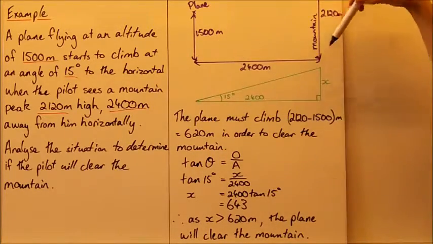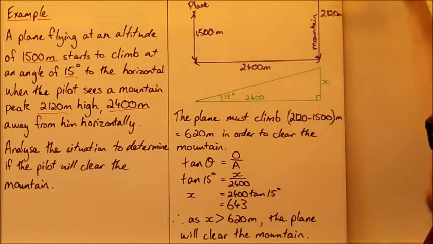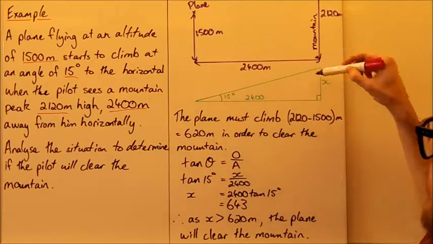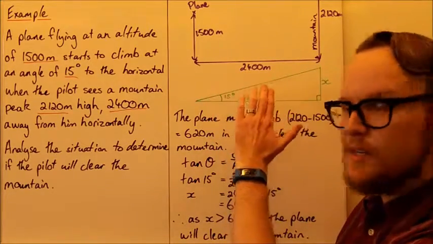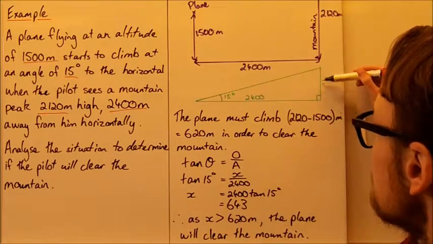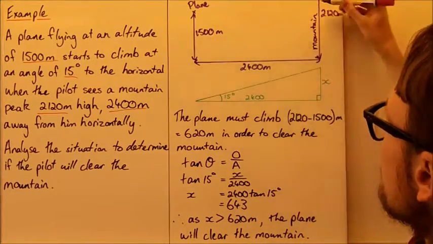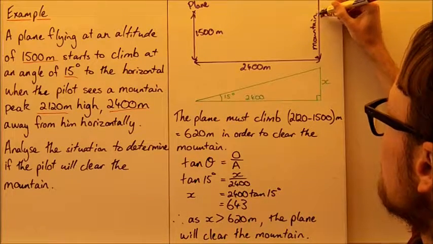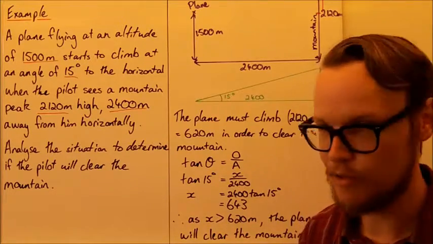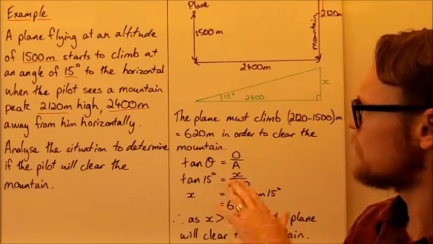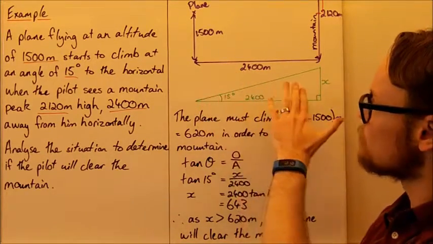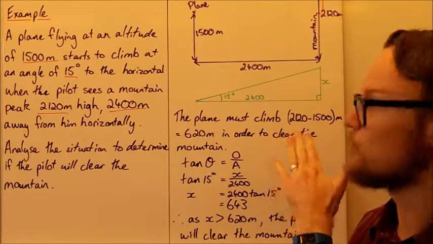So it's this far. Now we can see that from our plane's point of view, if he starts climbing, then he has 2,400 metres to climb at that 15-degree angle to then clear the mountain. So this is the distance that we're interested in, because if he can reach over the top of that mountain from where he currently is all the way up here, then he will clear the mountain. So I've drawn the initial diagram, and then I've drawn a right angle triangle that we can solve.